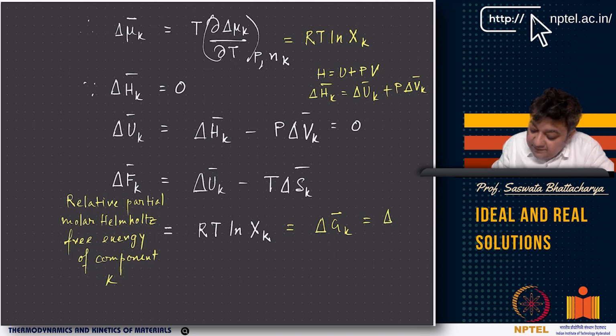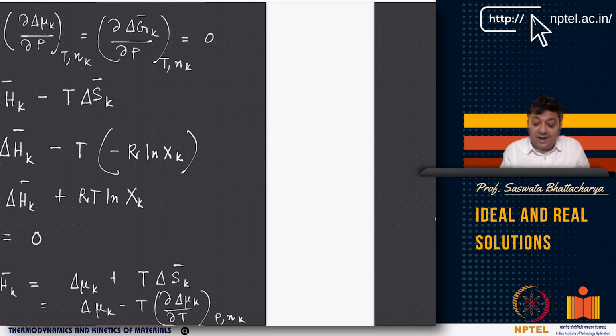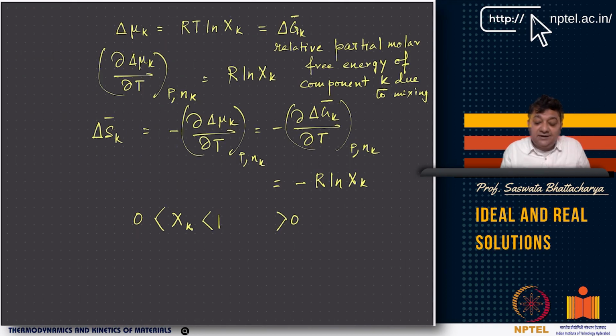So the advantage of this approach is this: it's an ideal gas mixture, so it's like an ideal solution. In this ideal solution or ideal mixture where there is no interaction, once you got delta mu K bar as RT ln xk, how did you get RT ln xk? From Dalton's law of partial pressure, right? You used the integration and you got delta mu K, which is mu K minus mu K 0, which came out to be RT ln xk.